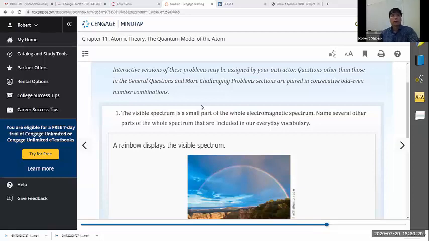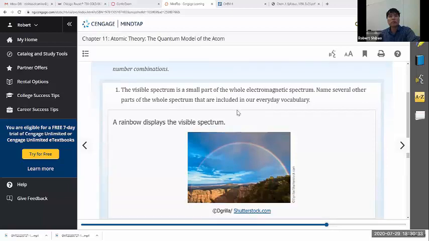All right, we're going to do a quick run through chapters 11, 12, 13 homeworks. Let's start off with chapter 11. The visible spectrum is a small part of the whole electromagnetic spectrum. The electromagnetic spectrum ranges from gamma radiation down to radio and TV waves. Name several other parts that are included. Here's the visible. What other parts are there?